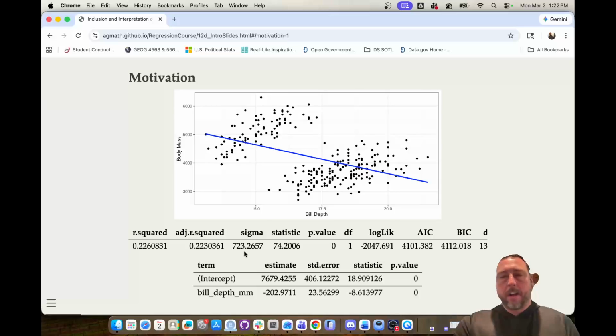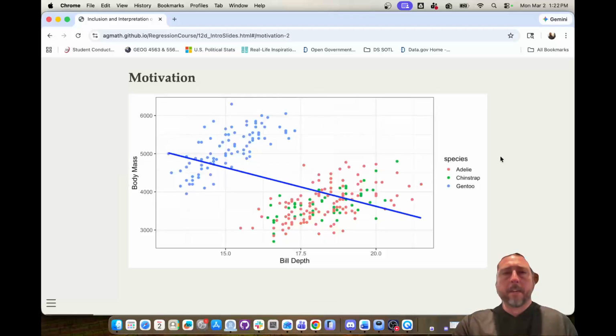And just for completeness's sake, I suppose we can take a look at the sigma value. As a reminder, the sigma value is measuring your average prediction error on the training data. So this is like the standard deviation in your model's prediction errors. So this is indicating that when our model makes a prediction, that prediction is going to be off on average by about 723 grams plus or minus. All right, let's move on.